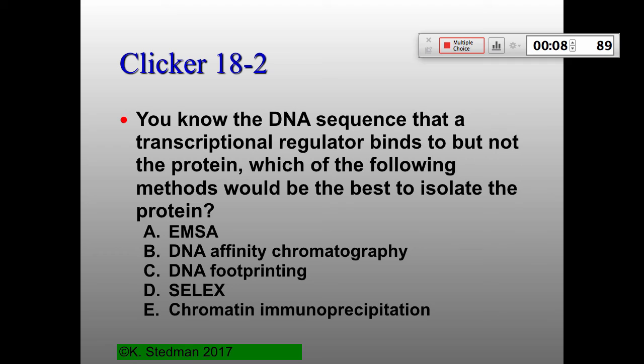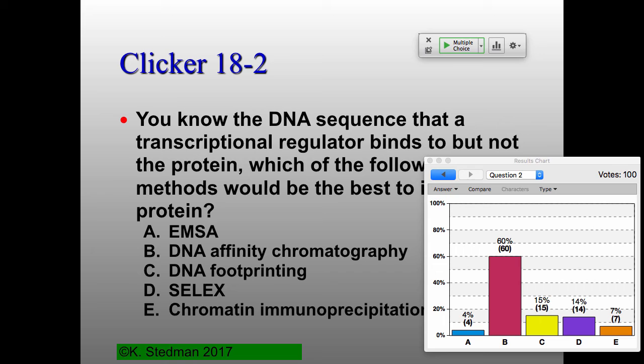Five. One hundred people. Great, so we got perfect statistics or something. Okay, we're divided somewhat, but most of them think DNA affinity chromatography. Why? Because it's helping to isolate your protein. Exactly. And none of these other techniques will actually help you to isolate your protein.